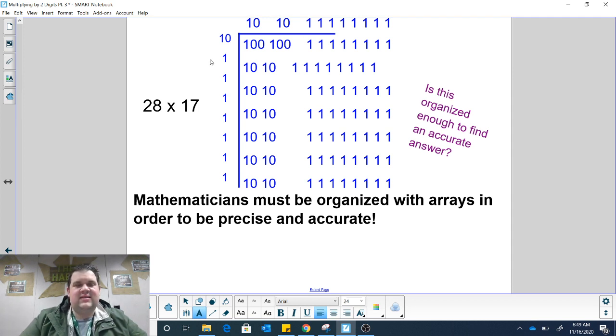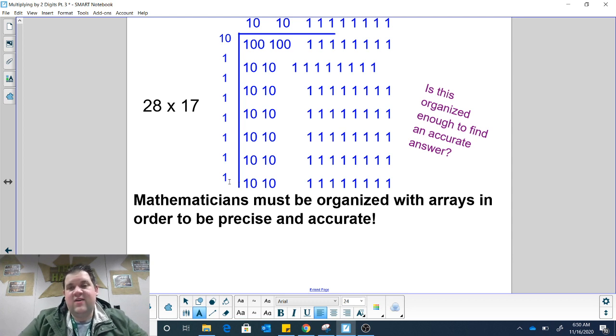But one thing I noticed as I was looking at this: I see 10 times 10 is 100, 10 times 1 is 10, 1 times 10 is 10, 1 times 10 is 10, 1 times 10 is 10, 1 times 10 is 10, and 1 times 10 is 10, but there should be 7 rows. There's 10, 10, 1, 1, 1, 1, 1. But there's 1, 2, 3, 4, 5, 6. So this mathematician didn't have enough rows that they were multiplying by 1.